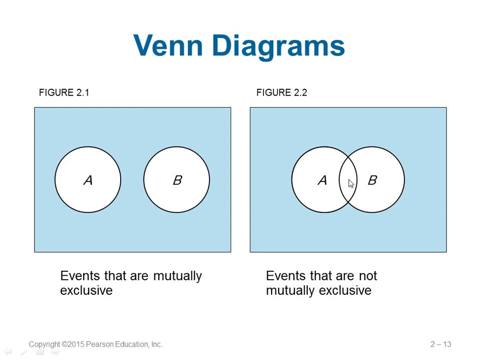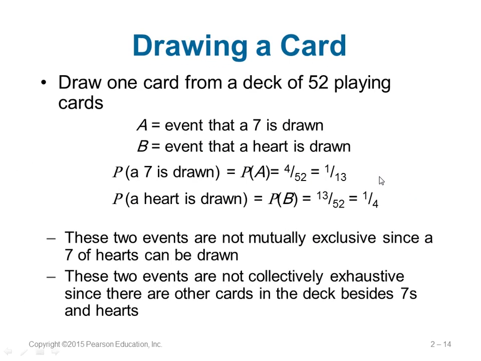Or there's a possibility that you are in this region where you have both A and B appearing at the same time. Here is an example. You have a deck of 52 playing cards and you want to do two events. Event A: you want to draw a card with number 7. Event B: you want to draw a card which has the heart symbol.